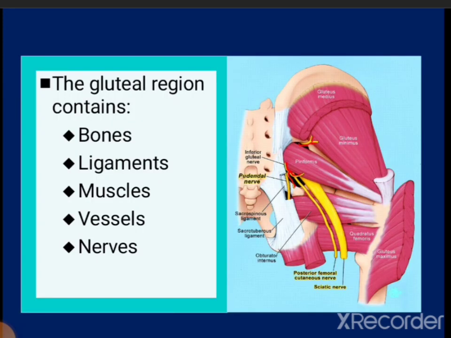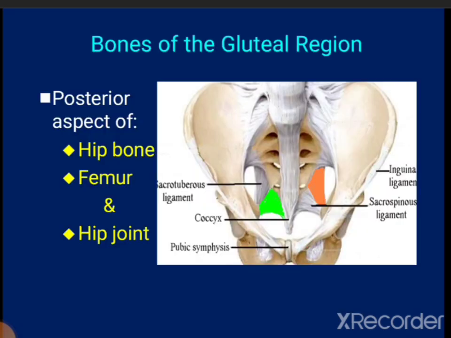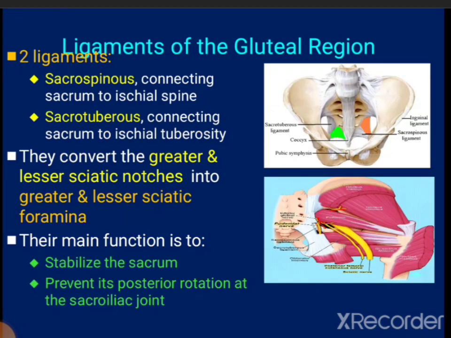The gluteal region contains the bones, ligaments, muscles, vessels and the nerves. The bones include the hip bone, the femur and the hip joint. The ligaments include the sacrospinous and the sacrotuberous ligament. Sacrospinous ligament connects the sacrum to the ischial spine. Sacrotuberous ligament connects the sacrum to the ischial tuberosity. They convert the greater and the lesser sciatic notches into greater and lesser sciatic foramina. Their main function is to stabilize the sacrum, prevent its posterior rotation at the sacroiliac joint.